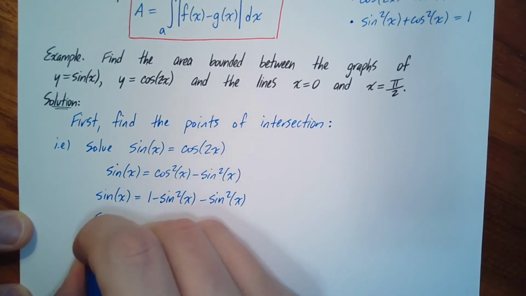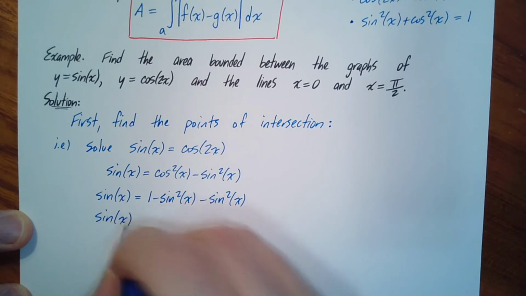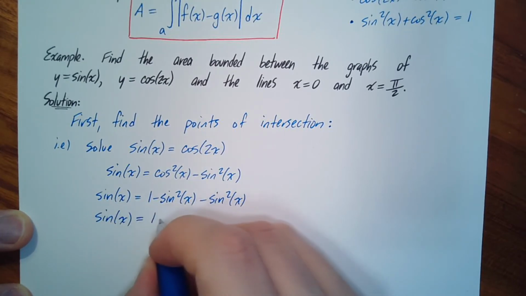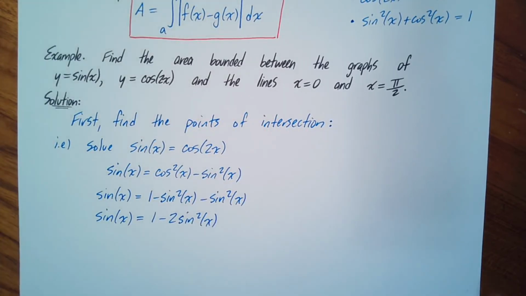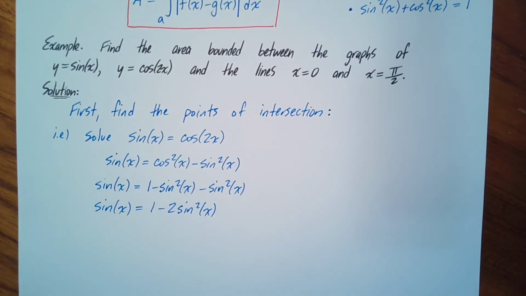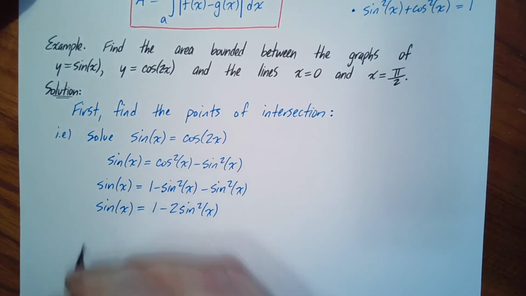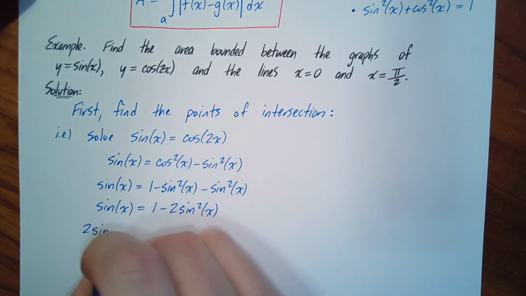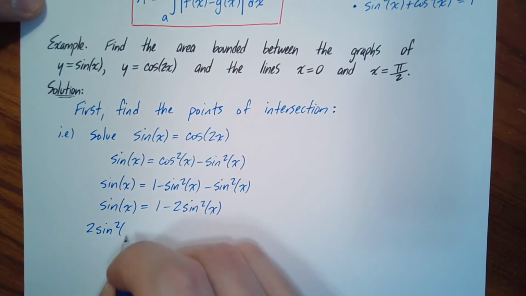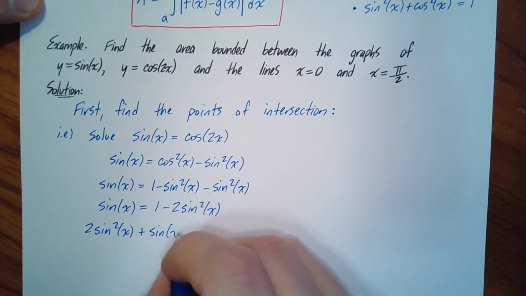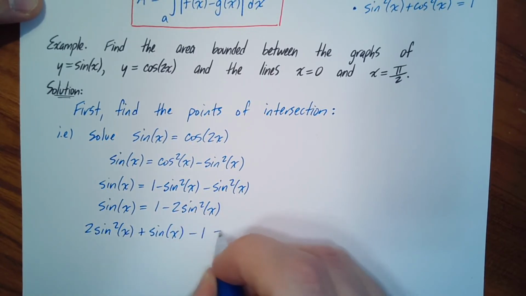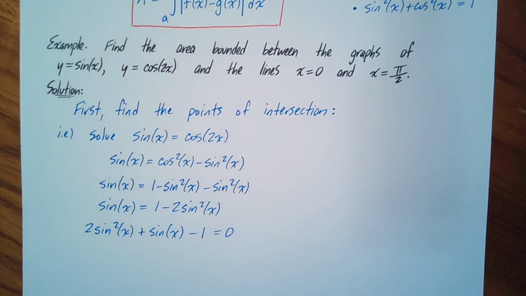So we can write this as sine of x is equal to 1 minus 2 sine squared of x. And then finally, if we move everything over to the left-hand side of the equation, what we'll get is 2 sine squared of x plus sine of x minus 1 is equal to 0.